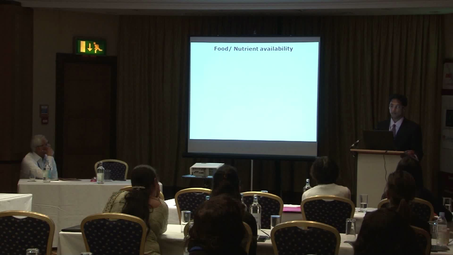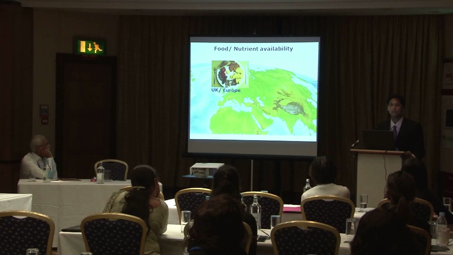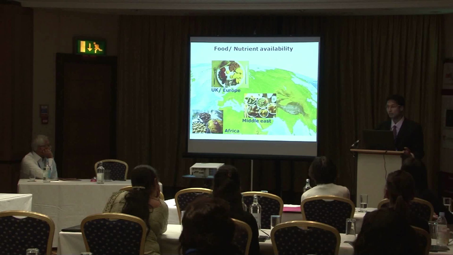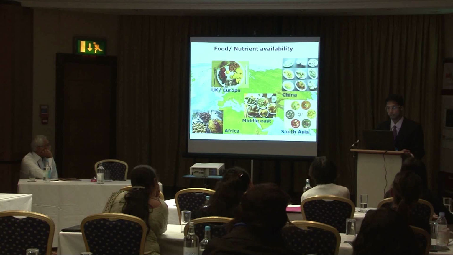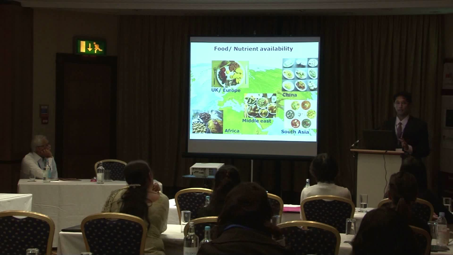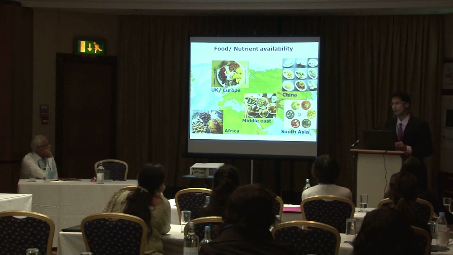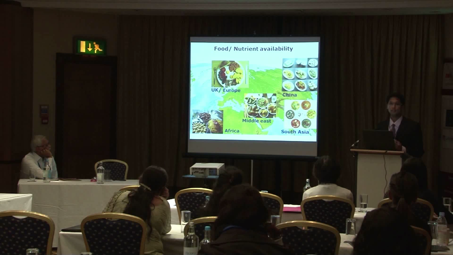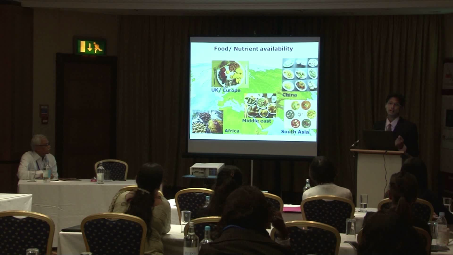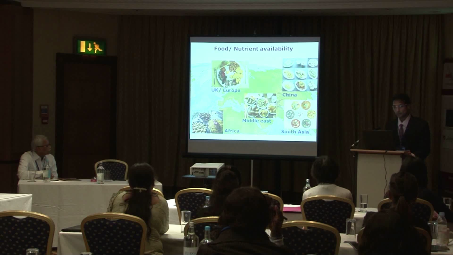For example, if you take the food and nutrient availability in different parts of the world, in the UK there's increased consumption of high-fat diet. If you take Africa, there's a mixture of high carbohydrate and high protein diet. In the Middle East, high carbohydrate and high fat diet. And in Asian countries, you have increased consumption of high carbohydrate diet. So there's variation in genetic makeup, and there's variation in the dietary patterns. And obviously, these two factors are the key message for us to conduct these gene-diet interaction analyses.